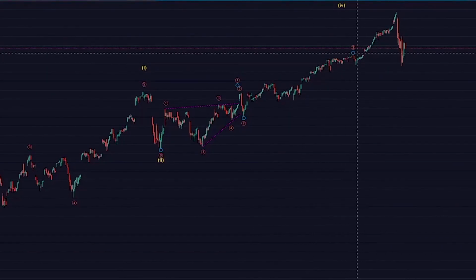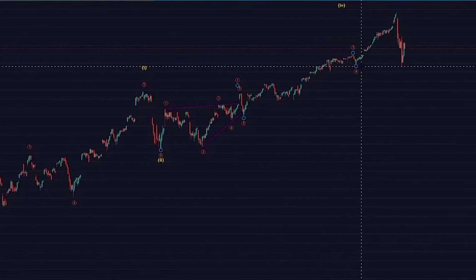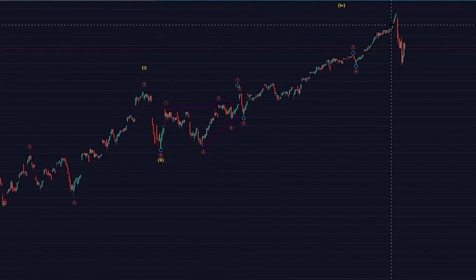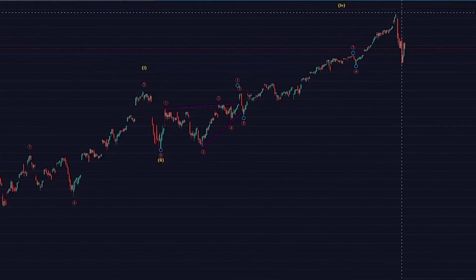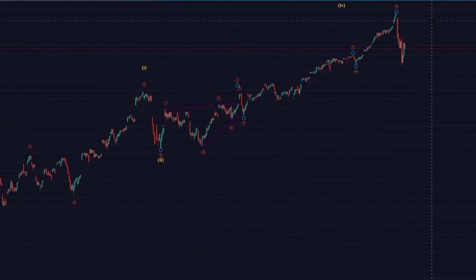And I like this one in here. This little high, it's going to be a very shallow 4, but this move is so bullish upwards, we don't really have a choice otherwise. And finally, the 5th at the top here.